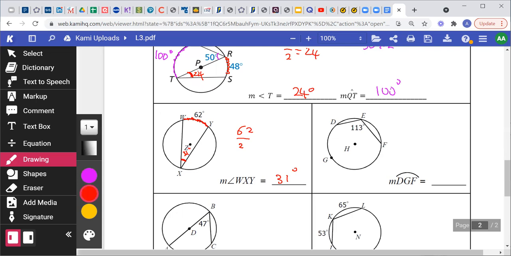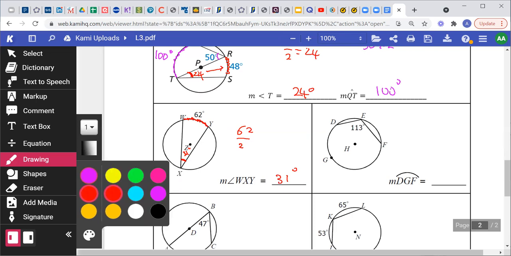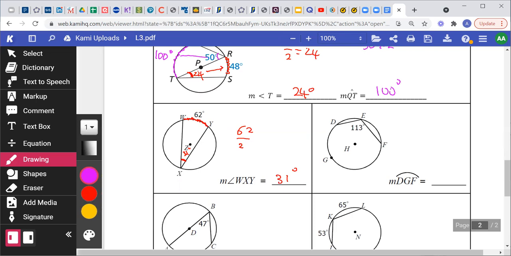If you want to do this kind of thing, make sure you always show that this is the arc, so as not to be confused. Direct your arrow towards the arc far away from the inscribed angle.